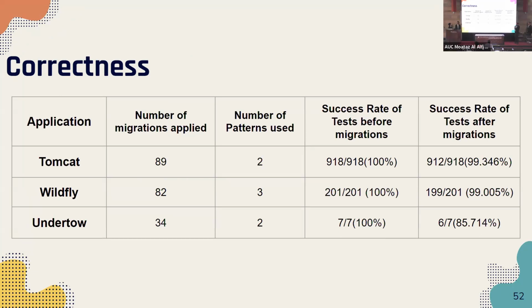We have a variety in the number of migrations. The success rate for Tomcat was 912 out of 918 tests, giving us a 99.34% success rate. For Wildfly, it was 99.005%, and for Undertow, it was 85.7%. I want to remind you that these tests are for units, complete units, not just a single test.